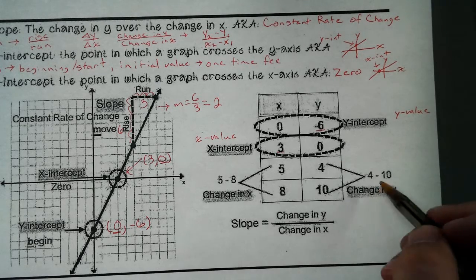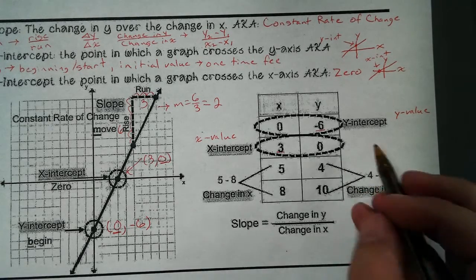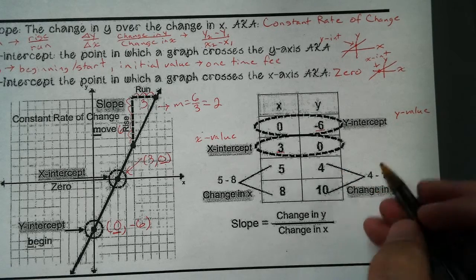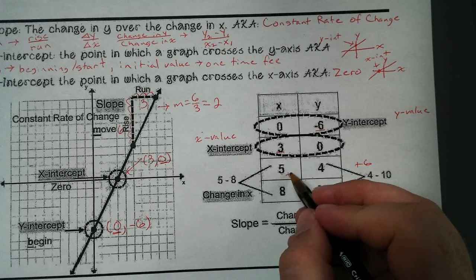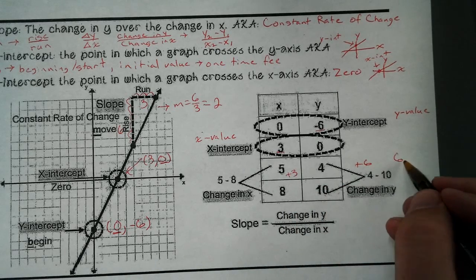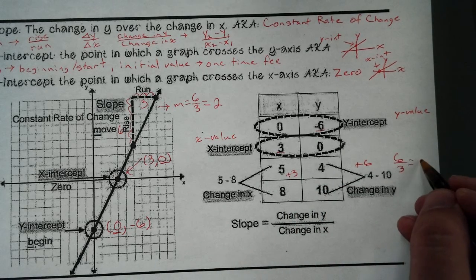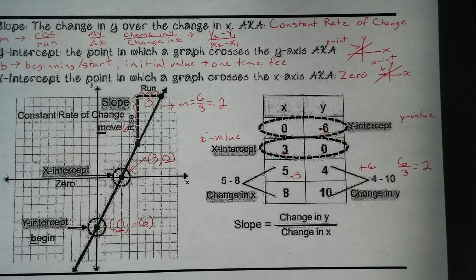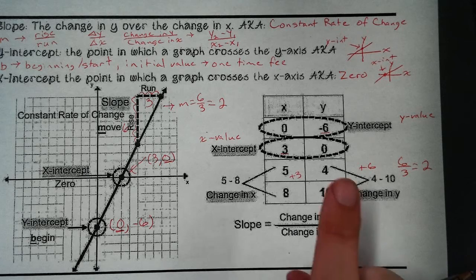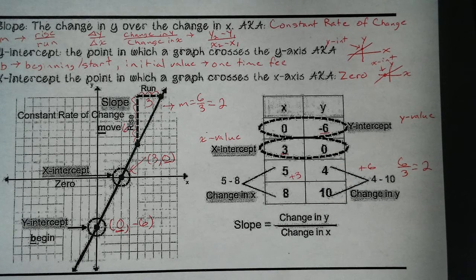Or, on a table, and what they did is they did the change in y over change in x. From 4 to 10, this goes up 6. From 5 to 8, this goes up 3. So 6 over 3, which also reduces down to 2. So we got our slope in several different ways, and we looked at the intercepts and the slope based on the graph.